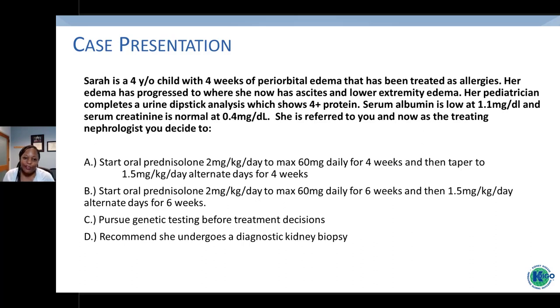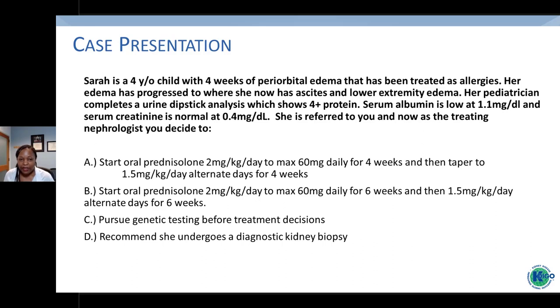Now, as the treating physician, you have to decide whether you're going to start her on prednisolone at 2 mg/kg/day for a fixed period of time, and then taper to an alternate dose for 4 weeks. B, treat her at the same fixed dose for 6 weeks and then alternate day for 6 weeks. C, pursue genetic testing before you make any treatment decisions. Or D, recommend that she undergo a diagnostic kidney biopsy.